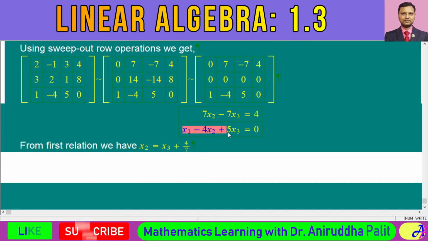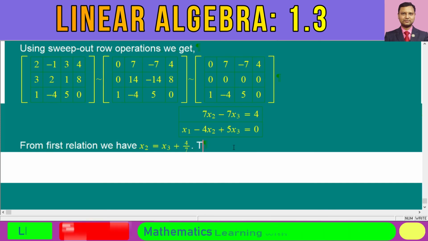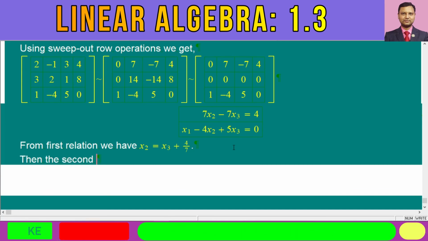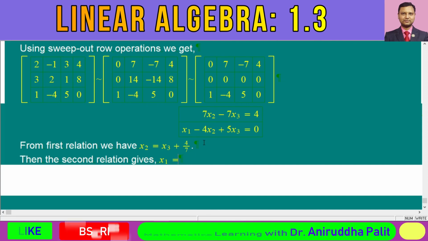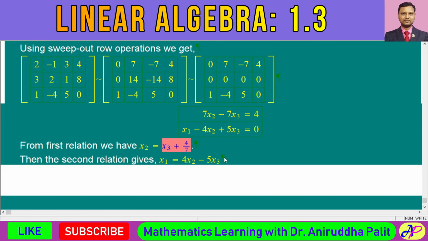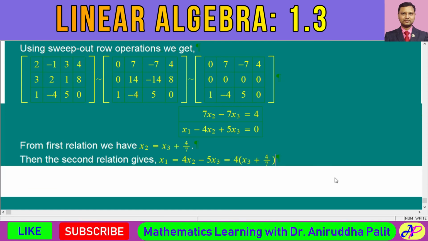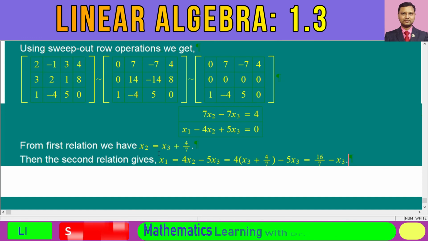And in that case, what would be x1 from this second relation? The second relation gives x1 is equal to how much? 4x2 minus 5x3. We already got the expression of x2, so we just put this expression of x2 over here. So that is equal to 4 into this expression minus 5x3, and let's make it simple. That is equal to 16 by 7 minus x3. So over here you see x2 and x1, both of these two quantities have been written in terms of x3.